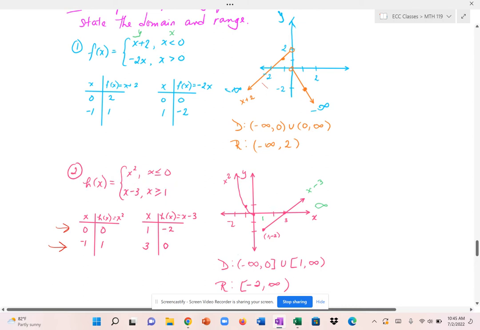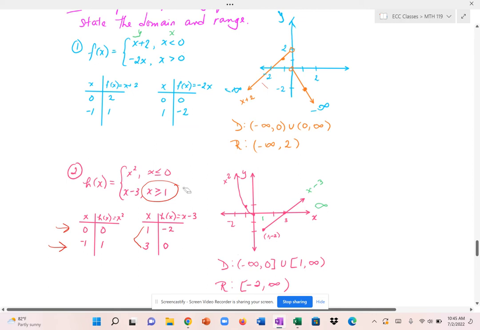And then x minus 3, I want to start at 1 and then pick something greater than 1. So I picked 1 and 3. So I get 1, negative 2, and 3, 0. And so those two are plotted right here. And that's a linear function, so you connect them going towards the right.